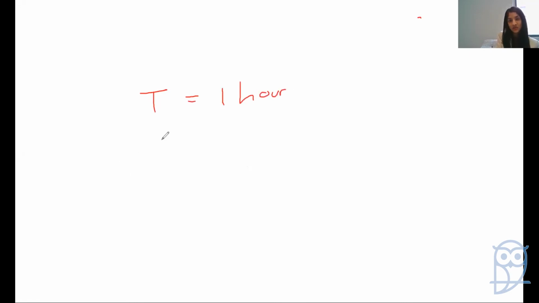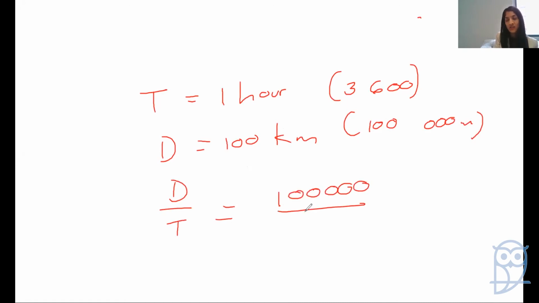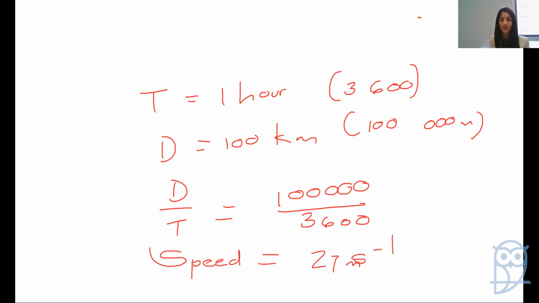Okay, and the distance was 100 kilometers. Now the time is 1 hour, but we need to convert that into seconds. So this becomes 3,600 seconds, and our 100 kilometers becomes 100,000 meters. So then we say distance over time is equal to 100,000 over 3,600, and if we divide them, of course, guys, using your calculator, speed is then equal to 27 ms^-1.